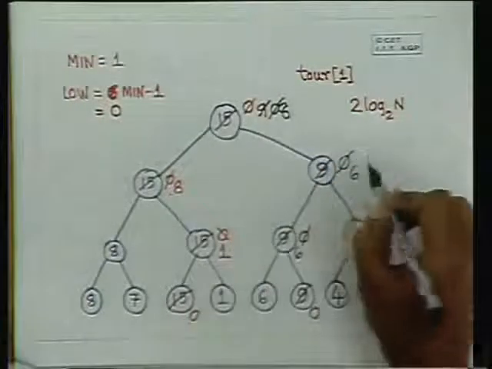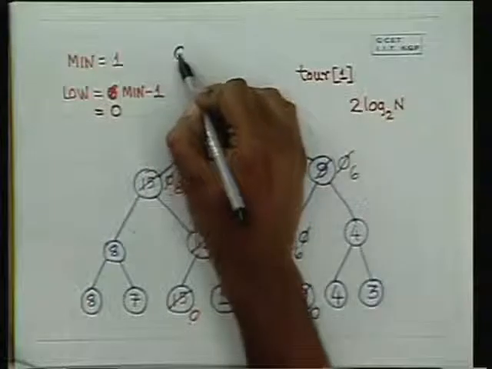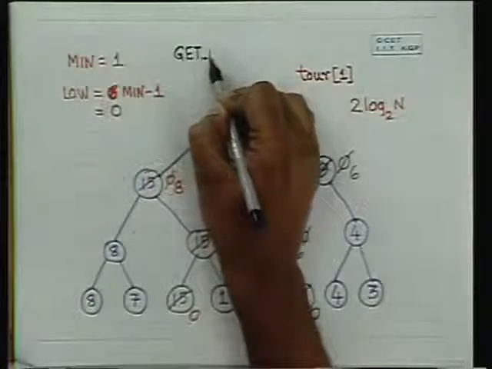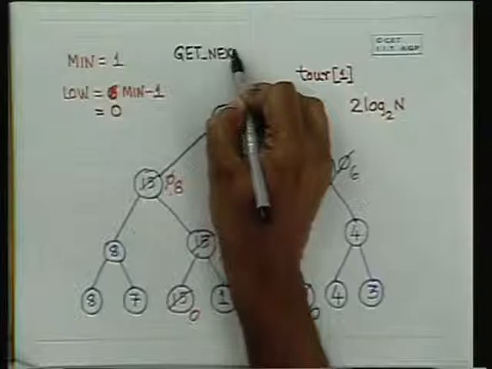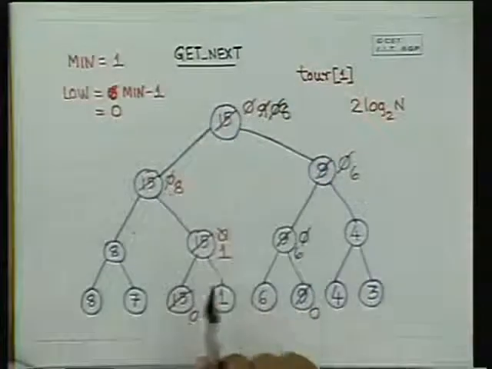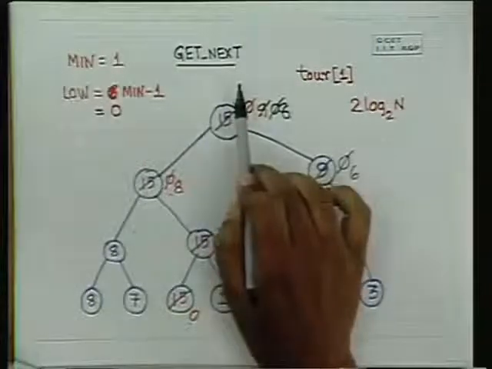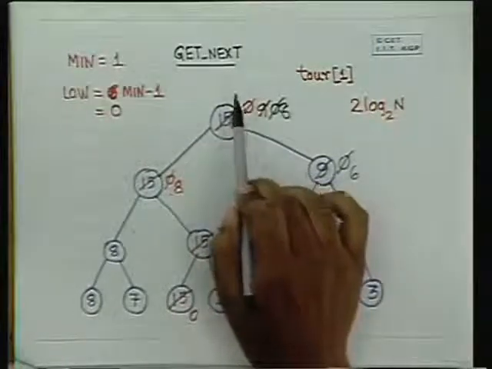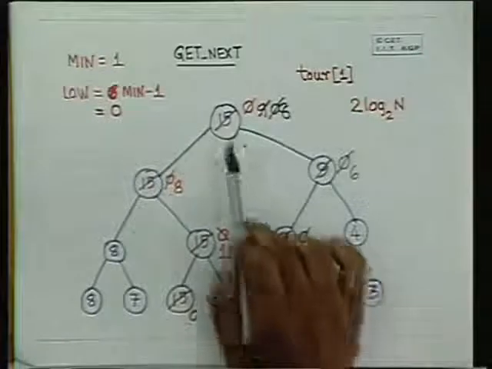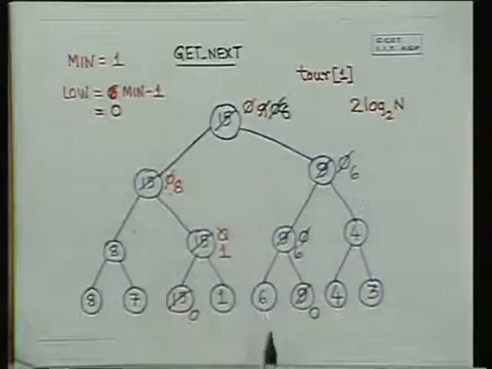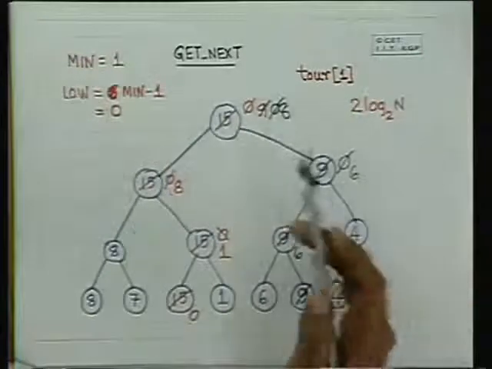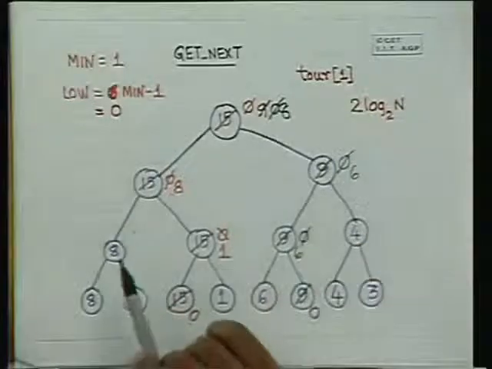So if we now define a function get next, what does this function get next do? It goes down and up. And if after building the tournament we call get next n minus 1 times, we are going to get the numbers in sorted order one after another.